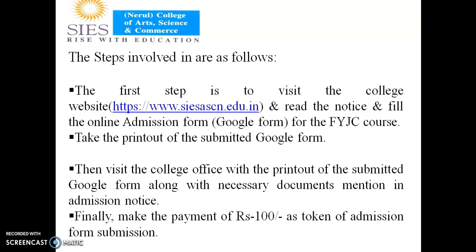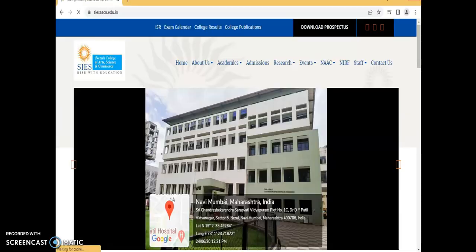The first step is to visit the college website, that is www.siesascn.edu.in, and read the notice and fill the online admission form, which is the Google form for the FYJC course. After that, you have to take the printout of the submitted Google form and then visit the college office with the printout along with the necessary documents mentioned in the admission notice. Finally, make the payment of ₹100 as token of admission form submission.